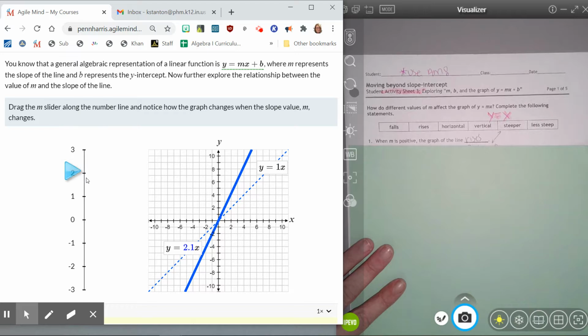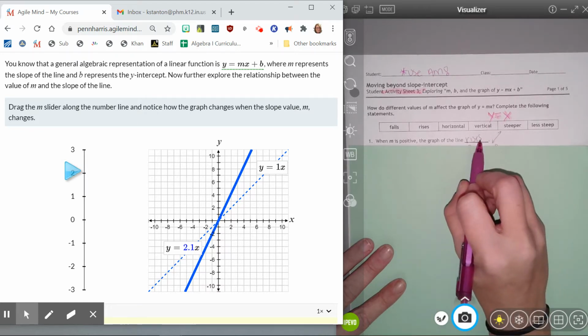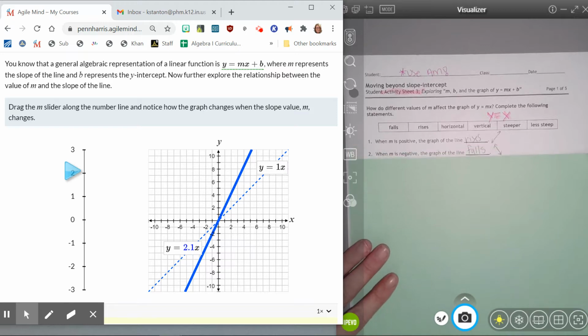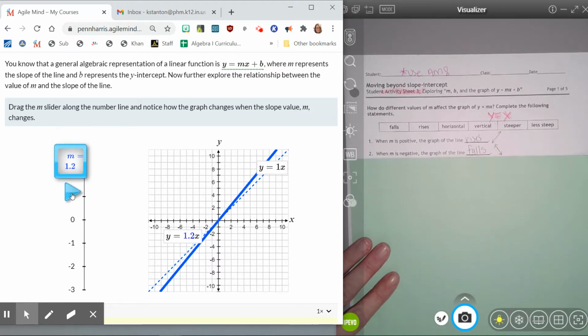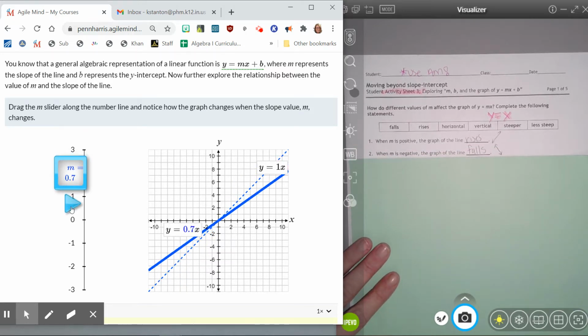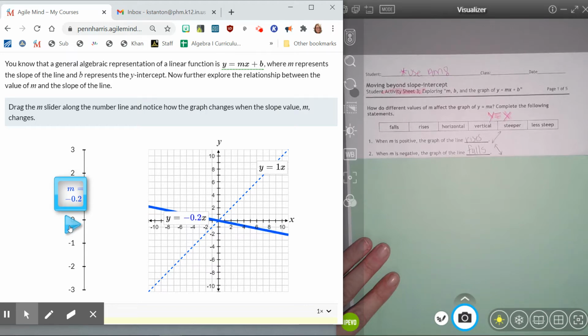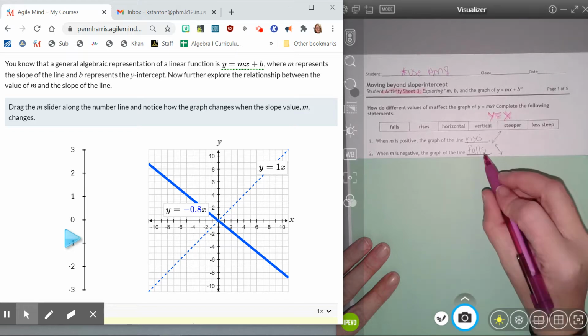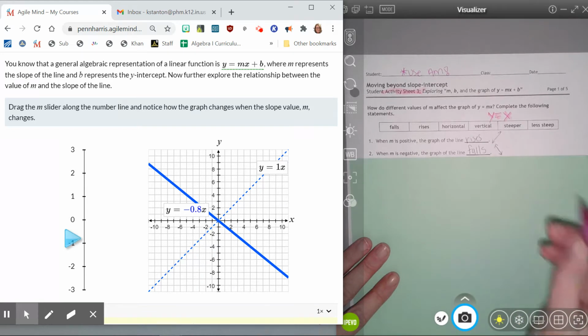So when m is positive, what does the graph do? What that's called is it rises. The graph of the line rises. But what happens when m is negative? I'm going to take this back to 1, and bring it down to 0. What happens if it's negative? It looks downhill now, guys. The graph falls. And we always read a graph from the left side of the screen to the right side, just like we read a book.